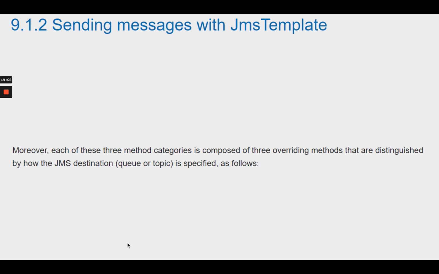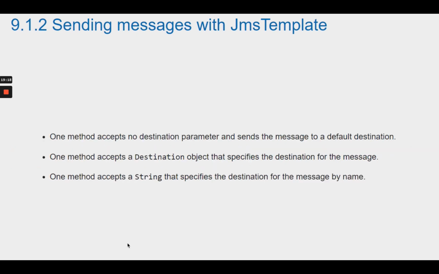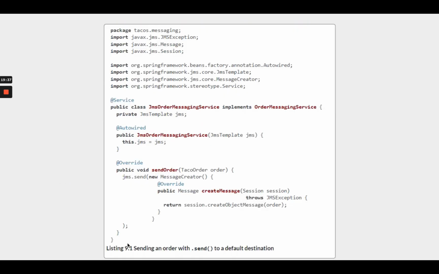Moreover, each of these three method categories is composed of three overriding methods that are distinguished by how the JMS destination, queue, or topic is specified, as follows. One method accepts no destination parameter and sends the message to a default destination. One method accepts a destination object that specifies the destination for the message. One method accepts a string that specifies the destination for the message by name.